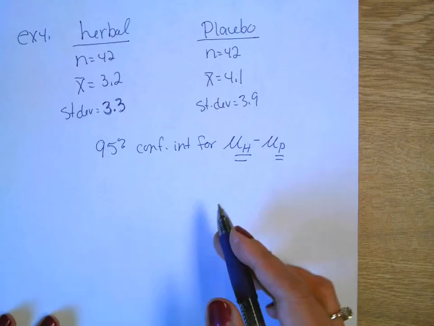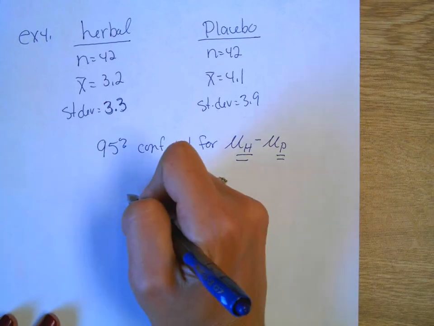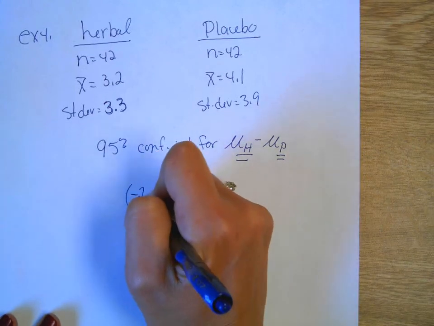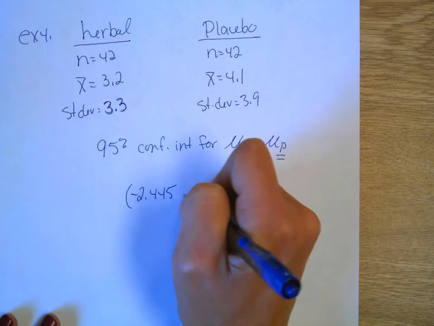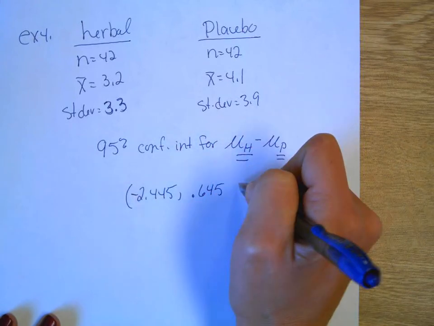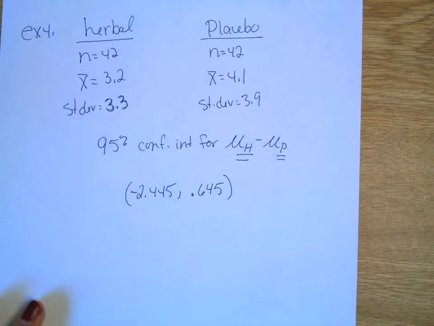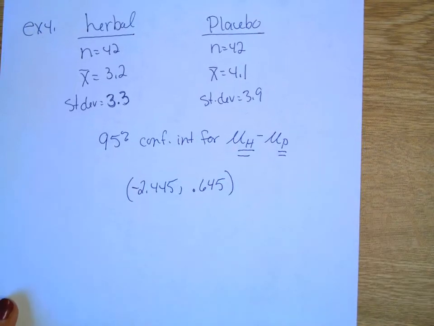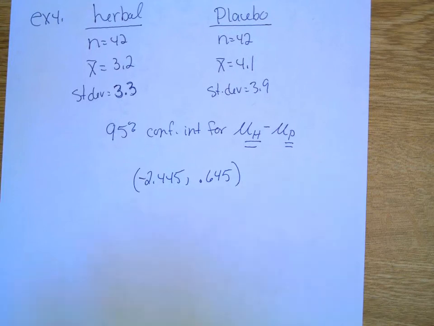And there it is. So the average difference in weight loss is negative 2.445 to 0.645 kilograms. I got negative 2.492. Anybody else match mine? You match mine? No, you just typed a little digit wrong.